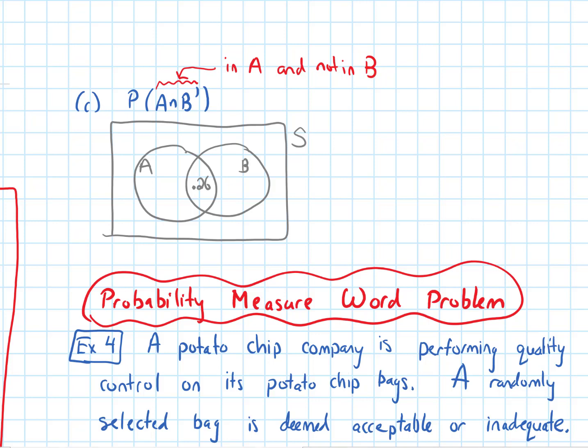So that is talking about which region? That is talking about the stuff that's in A and not in B. That is this whole section, in A but not in B. We're trying to figure out the value there. So I'm going to label my work.